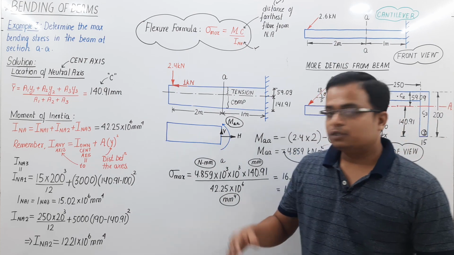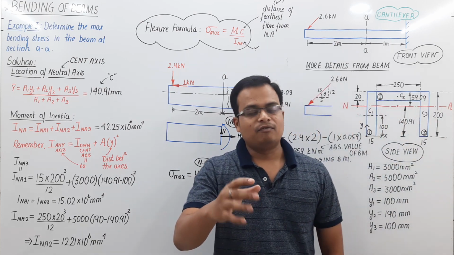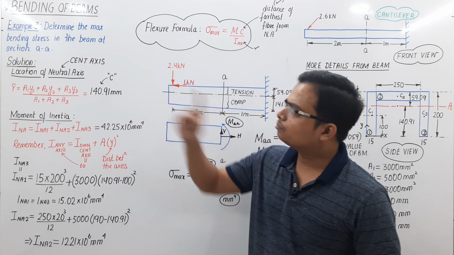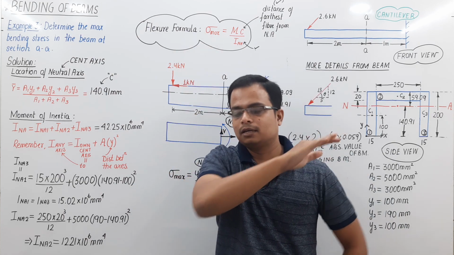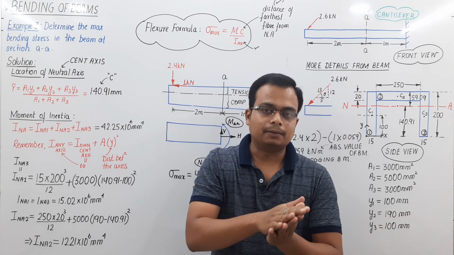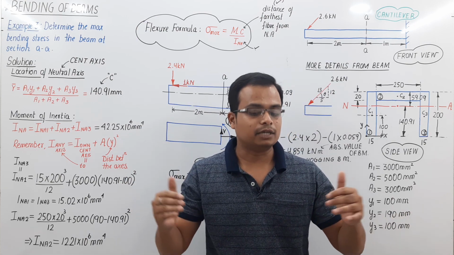So yes guys, that was it for today's session. I'm going to see you again with the final example, this was example number 3, example number 4, and that will be the final example, after which we'll close the bending of beam chapter. And then we're going to begin with a new chapter.